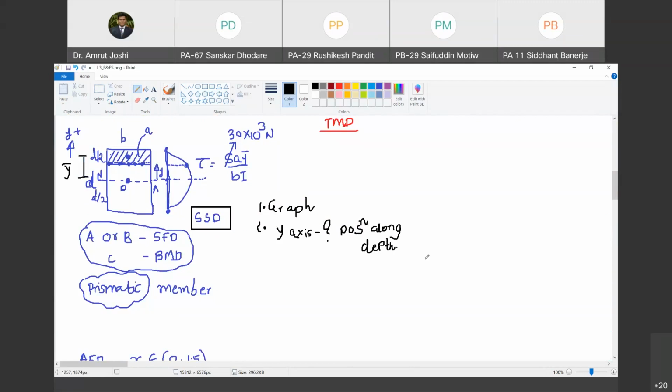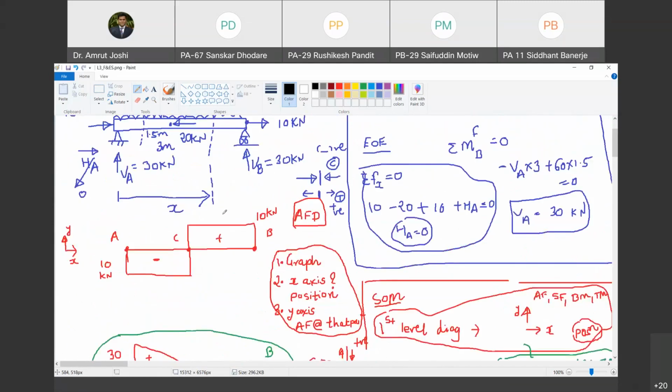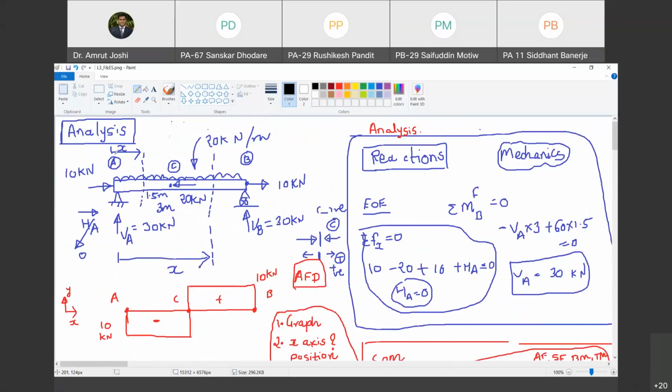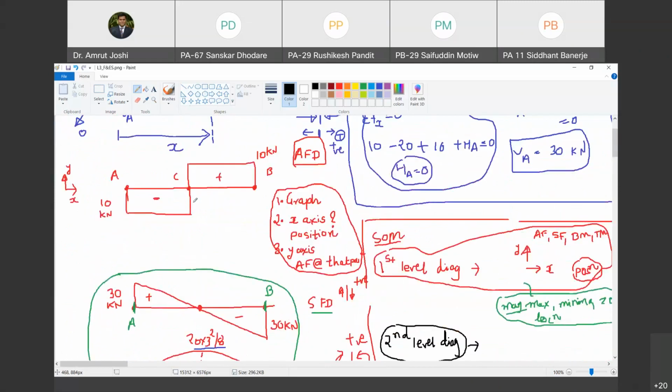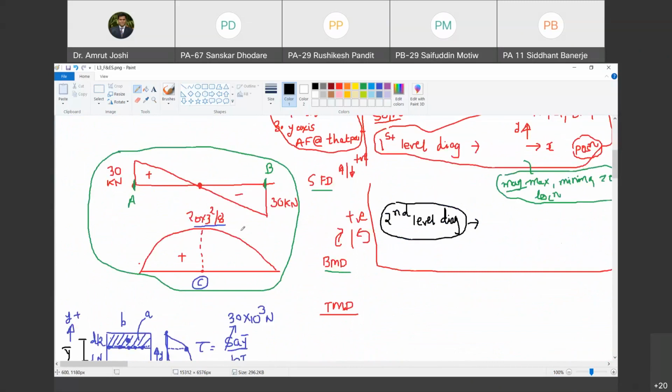So we are plotting position along the depth. And what do we plot on the x-axis? What is the abscissa? Tell me what to plot. Somebody said x remains constant. I am not talking about this x. That is the position along the length. Sorry, these diagrams we have already drawn. That's now a forgotten story. That's done. Now we are talking about this diagram.